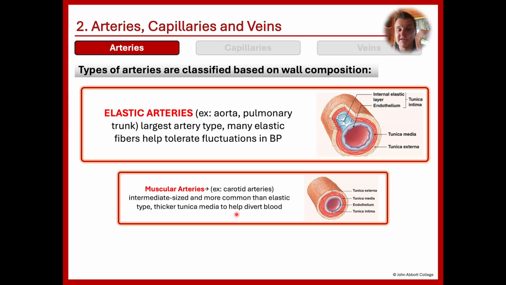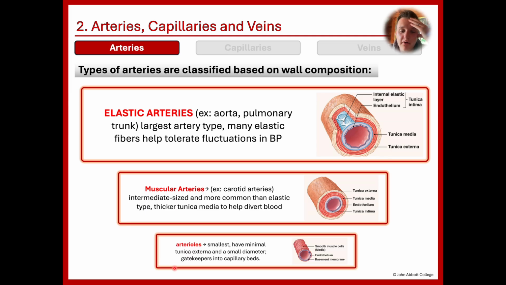Very interestingly, the muscular arteries, they're able to constrict and say, actually, don't send as much blood to this region, or dilate and say send more blood to this region. So they have a very thick tunica media. And the arterioles, these are the smallest of them, and they have a minimal tunica externa, right? So they don't have much of this external part. They're smaller, right? So they have a smaller diameter, and they are the gatekeepers into the capillary beds. They also can constrict and dilate to allow things to go into capillaries or not, right?